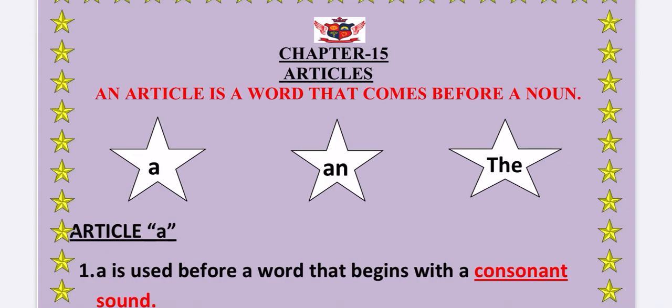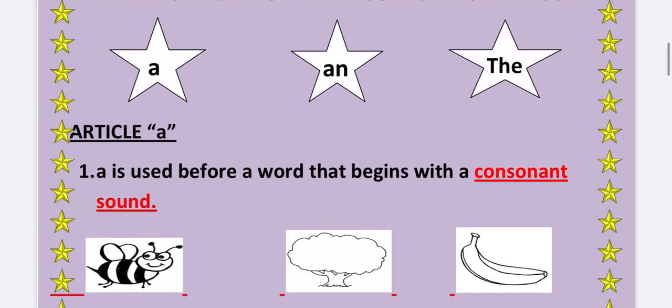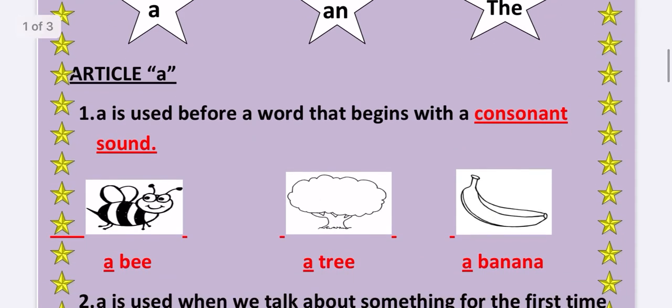So, our next chapter is chapter number 17, that is articles. Okay, what are articles? There are three articles: a, an, and the. An article is a word that comes before a noun. First, we are going to discuss article A.